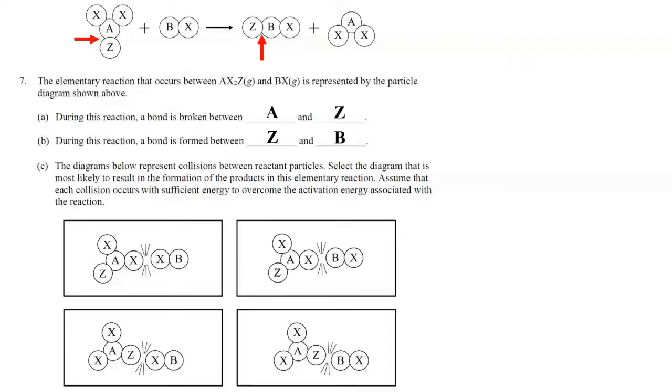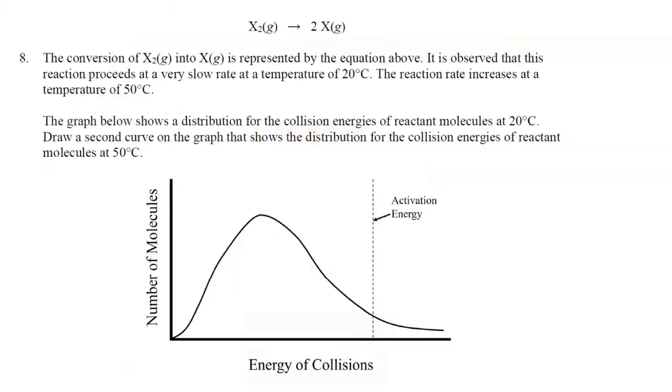So this is focusing on the proper orientation and alignment of the atoms when that collision occurs. Because a new bond is formed between atoms Z and B, the only collision that would allow that new bond to form is this one here in the lower right corner. So that is the correct answer. The proper bond can be formed between atoms Z and B in that collision. Now let's take a look at question 8.